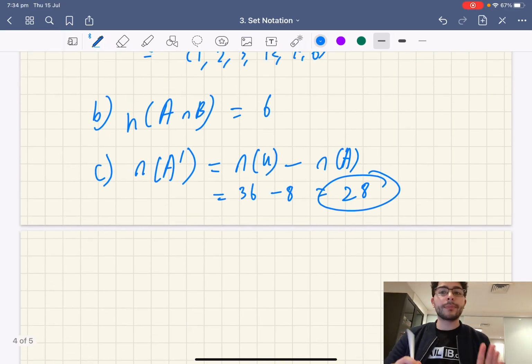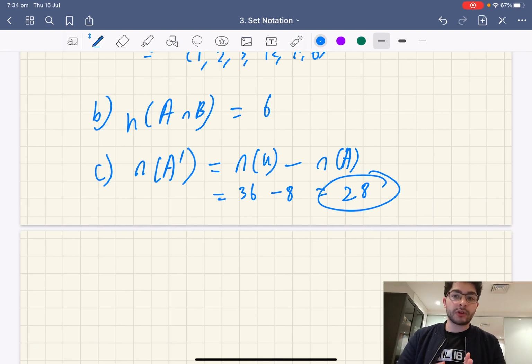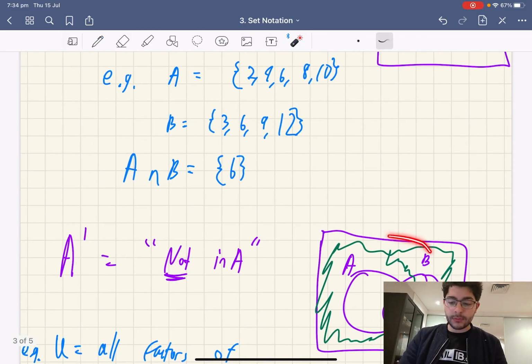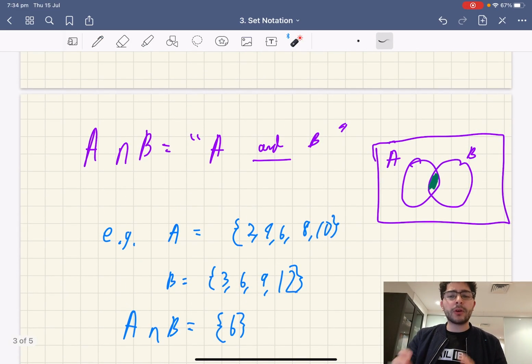Okay, so that concludes my coverage of set notation. In my next video, I'm going to be looking a little bit more at Venn diagrams. So these little diagrams I've drawn here as illustrations, I'm going to be going into a bit more depth about what they mean and how we can solve certain things using them. So see you all then.